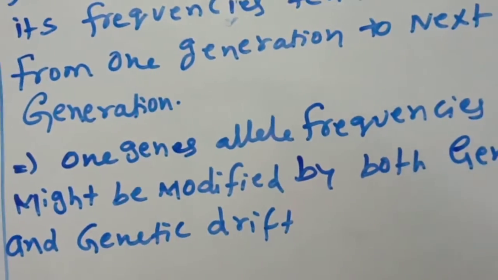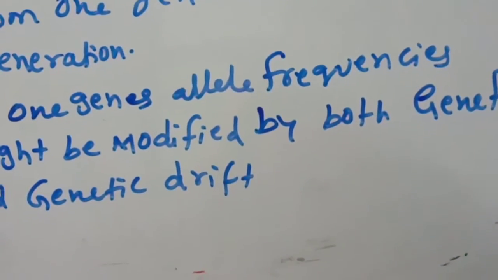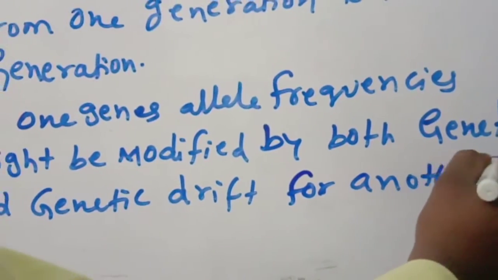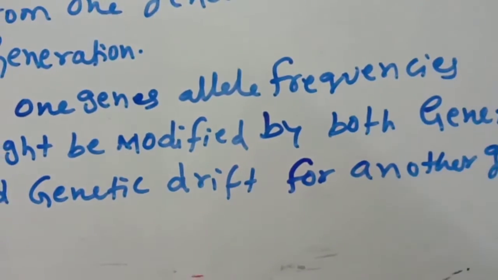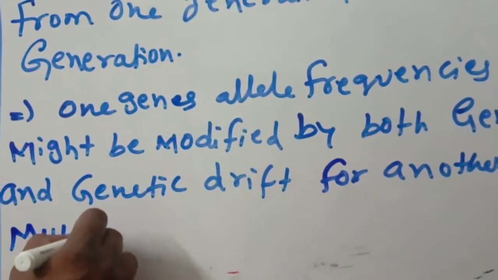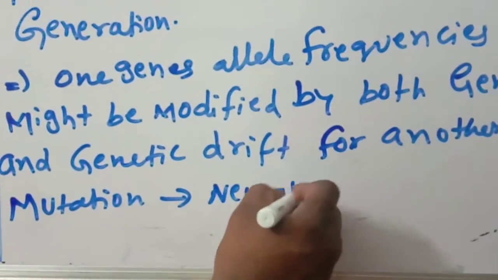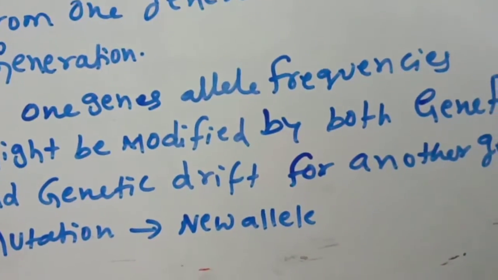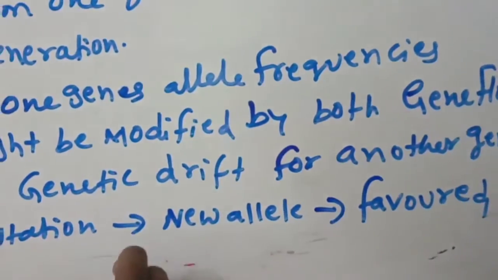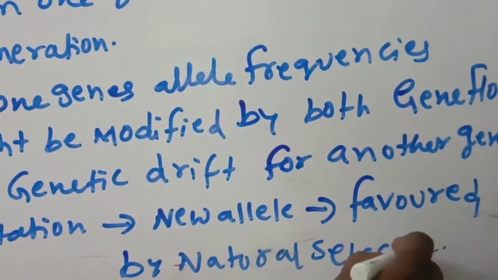What is gene flow? Movement. Genetic drift means by chance some survive, that is called genetic drift, for another gene. This point also you should remember. So mutation, very important, mutations produce a new allele. A mutation produces a new allele that is favored by natural selection.